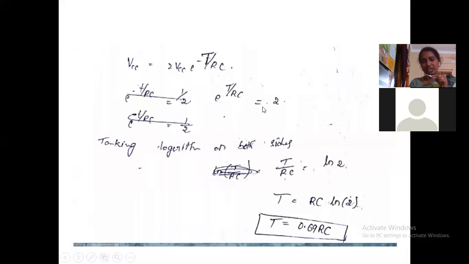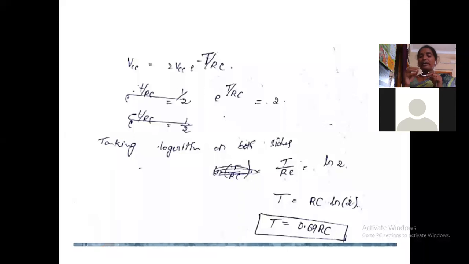E power T by RC is equal to 2. Taking log on both sides, ln of e power T by RC, right? The power comes down, so T by RC into ln e is equal to ln of 2. Since ln e is equal to 1, T by RC is equal to ln of 2. The value of ln 2 is 0.69, so T is equal to 0.69 RC, right? This is the time period of the gate pulse of the monostable multivibrator.